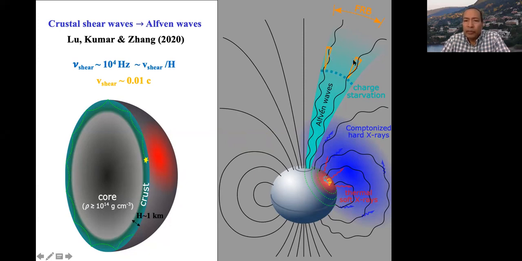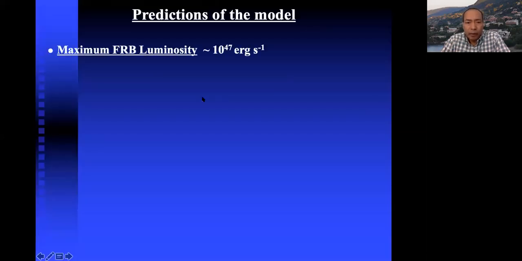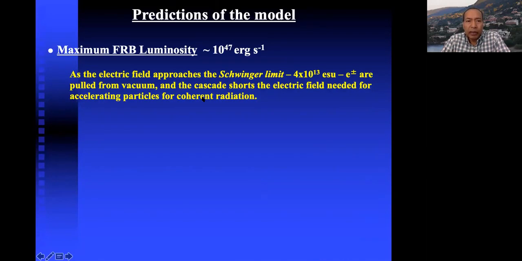So the coherent radio emission that we see is produced in the vicinity of the magnetic pole region, but at a distance of hundreds of kilometers or 1,000 kilometers from the surface of the neutron star. So that's the model. There are certain predictions that one can make, straightforward, and in some sense generic, that the maximum luminosity in the radio band should not exceed this number here, 10 to the 47 erg.